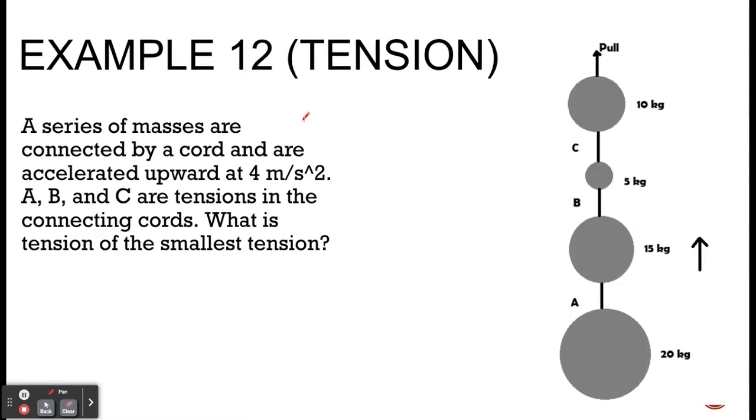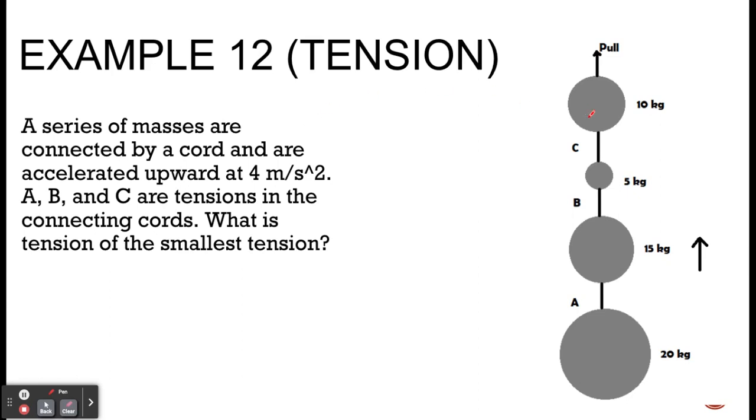Okay, example number 12. A series of masses are connected by a cord and are accelerated at 4 meters per second squared upwards. A, B, and C are tensions in the connecting cords. What is the tension in the smallest cord? So what is the smallest tension?